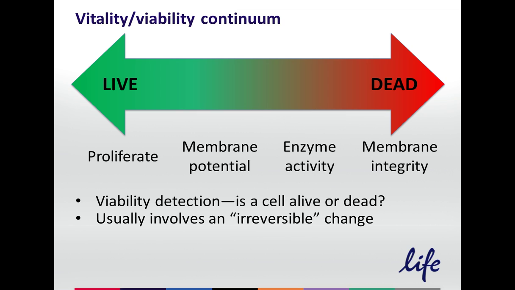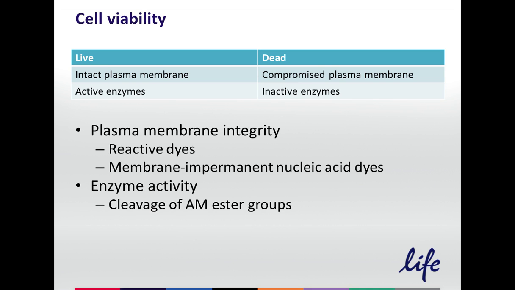So what are the parameters that can read out an irreversible change from something that's leading to death? Well, as I said before, we're really looking at whether the cell is alive or dead. Is it an irreversible change? And these can be read out in two main ways. One can look at plasma membrane integrity with reactive dyes and membrane impermeant nucleic acid dyes, and then we'll often add in a measure of enzyme activity. And most commonly, we're looking at the general cleavage of the AM ester groups of dyes such as calcein AM, and this gives a nice sort of two-point marker of whether or not a cell is alive or dead.